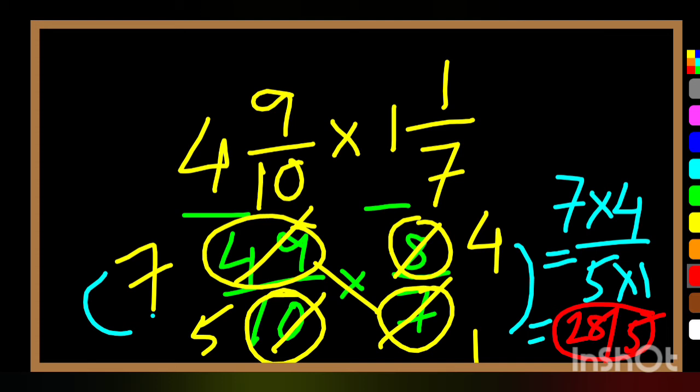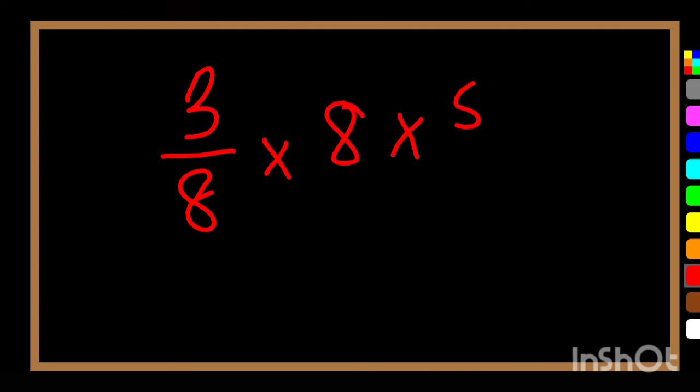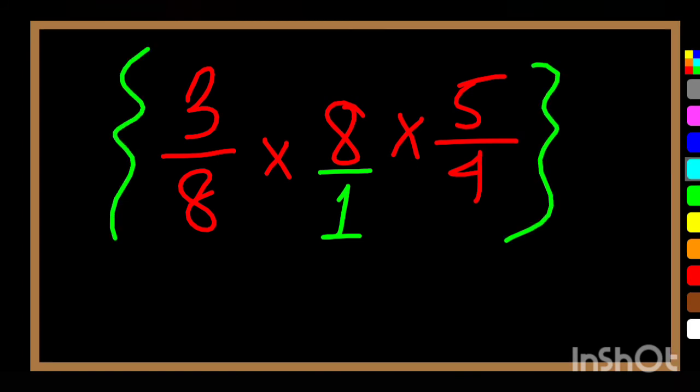Now let's take another example: 3 by 8 multiplied by 8 multiplied by 5 by 4. Keep it in your mind, whenever you see whole numbers written in the question, simply put 1 in the denominator of that number, because if you divide 8 by 1 it will be 8 itself. If you arrange the sum in this way, you will benefit. Now let's take the diagonal elements first. 3 and 1 cannot be reduced, 8 and 8 can be reduced by 8 itself. So let's write here 1.